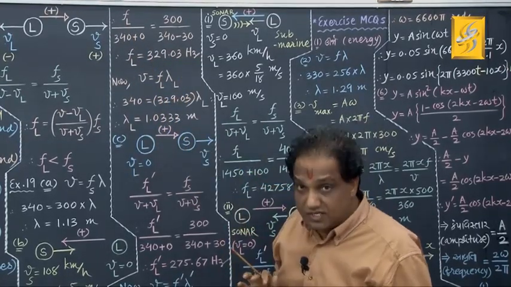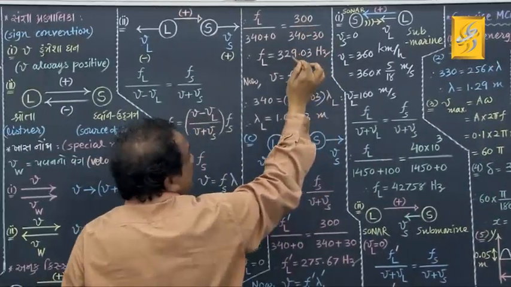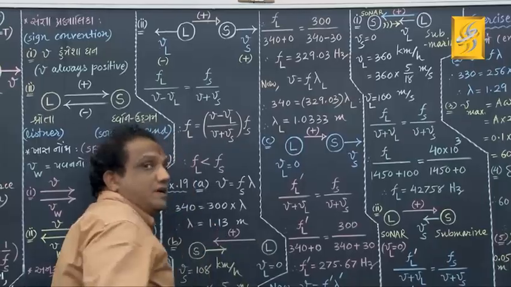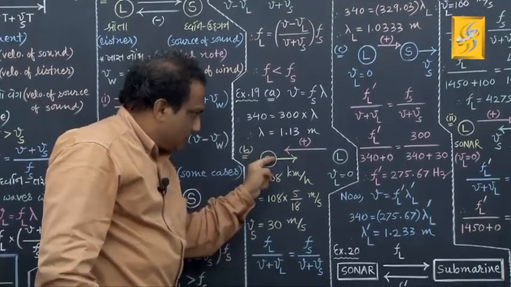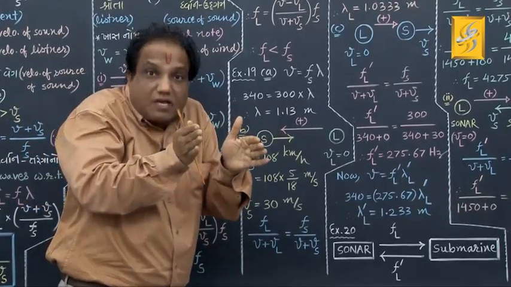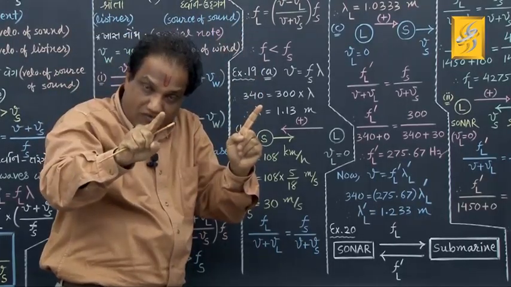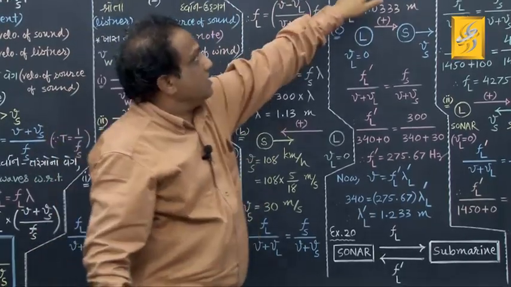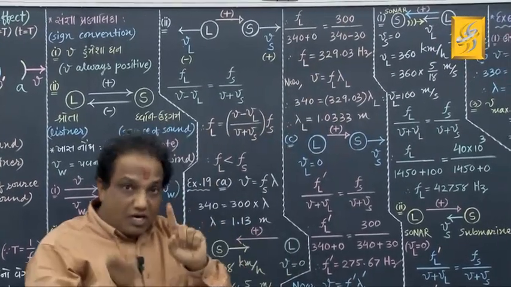329.03 hertz. Tell me, why is this value greater than 300? Naturally, when the listener is at rest and the source is moving towards the listener, the distance between them will decrease. When the distance decreases, the frequency will increase. That's why it is greater than the actual frequency, which is 300. This is 329, which is greater than 300. Got it? But what is the corresponding wavelength?